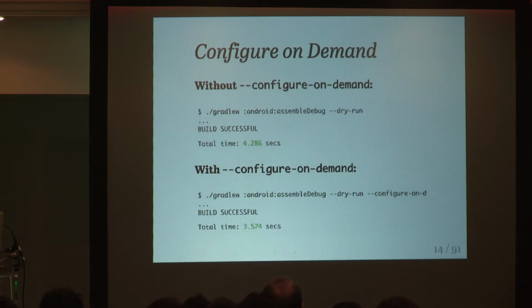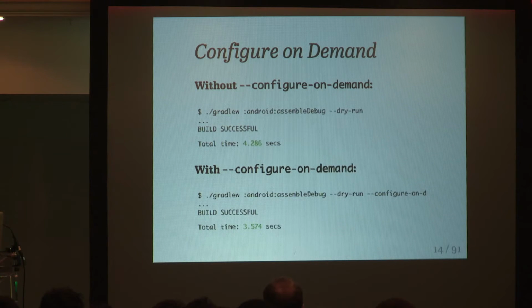If you pass configure on demand, then Gradle will figure out that it will only configure the projects that you do want to build. So if I want to make an APK using Android Assemble Debug, then passing configure on demand, which doesn't fit on the slide here, will make it slightly faster. We get this 700 milliseconds back because we don't have to configure the server project, right? So that's already one takeaway.